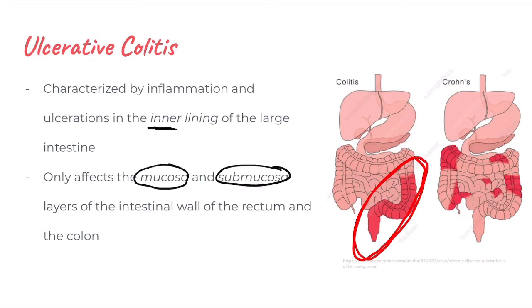Crohn's disease is the other type of inflammatory bowel disease that differs from ulcerative colitis because it can affect any part throughout the GI tract and is characterized by skip lesions that involve the entire thickness of the intestinal wall.